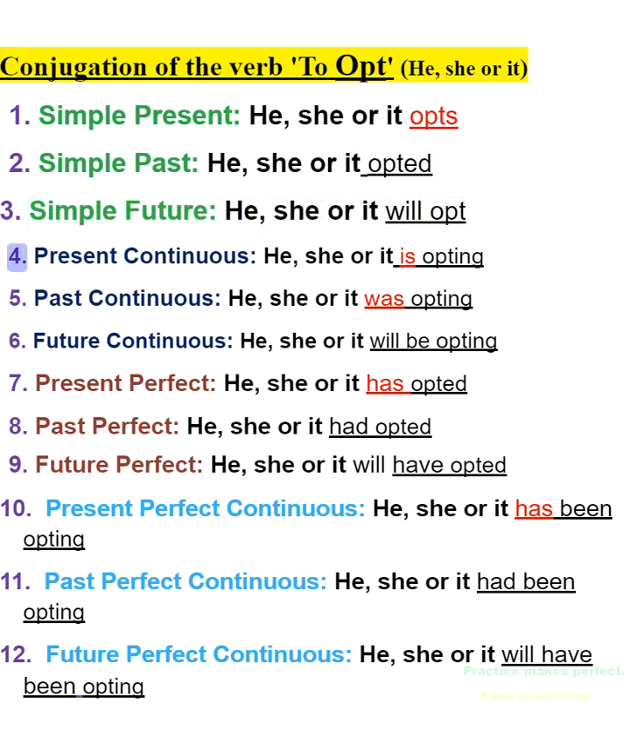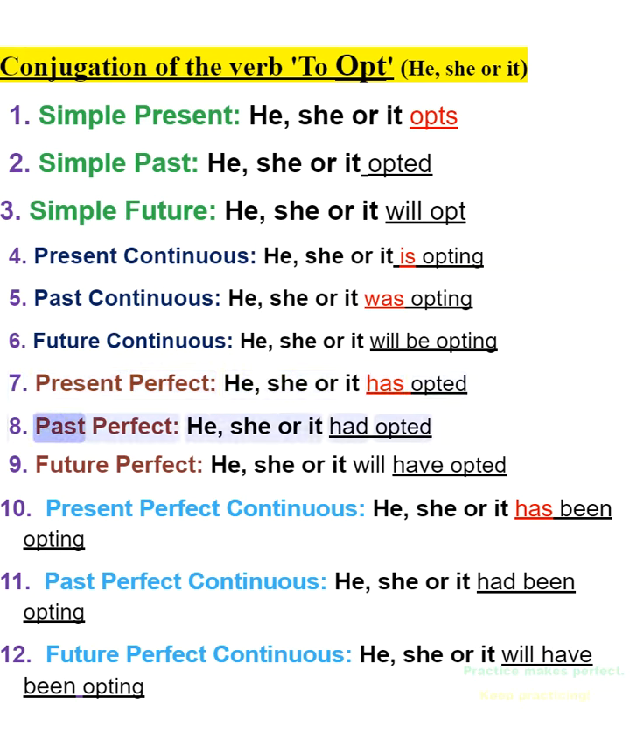4. Present continuous. He, she or it is opting. 5. Past continuous. He, she or it was opting. 6. Future continuous. He, she or it will be opting. 7. Present perfect. He, she or it has opted.